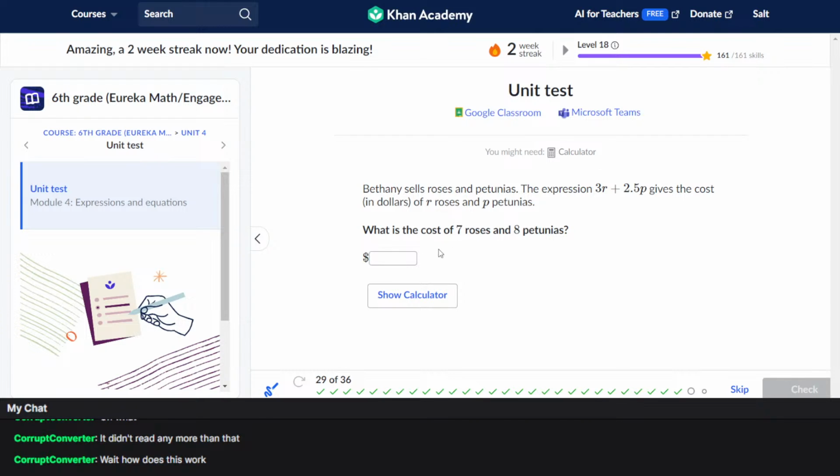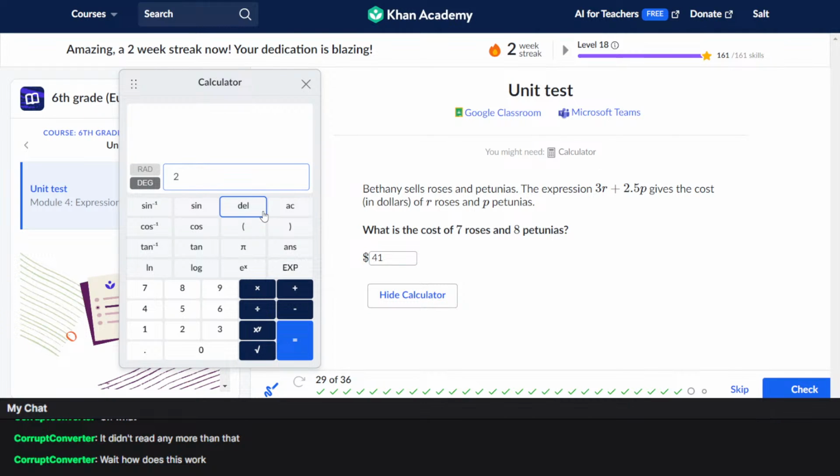$2,000 for some materials. 7 roses. 16, 20. Oh, it's addition. Duh. Oh, I had a calc the whole time. I think I did it right. I'm just gonna make sure.